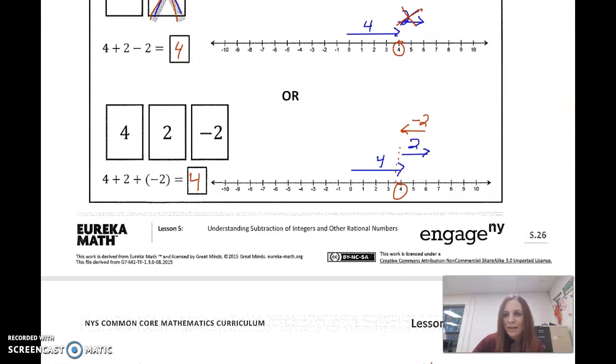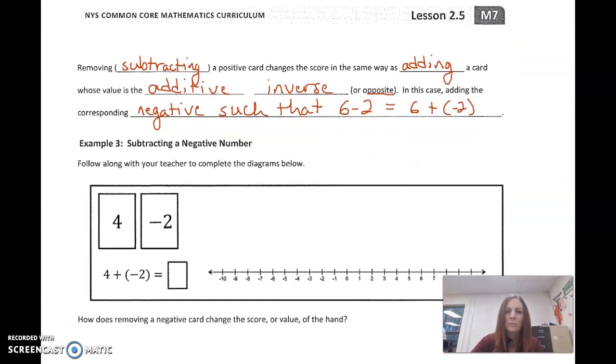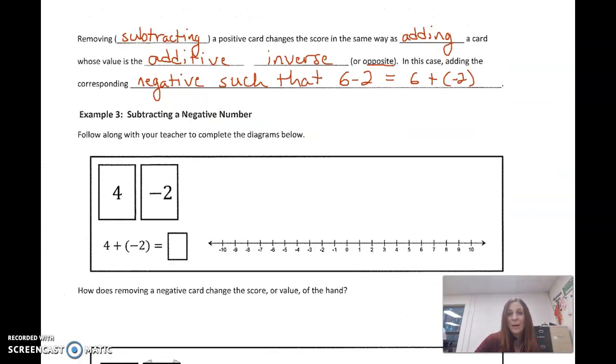Here we were at 6, okay? And when we discarded the 2, we went back to 4. Here we were at 6, and when we added a negative 2, we went back to 4. That's where the 6 came from. So subtracting a positive card changes the score as a way of adding the opposite. Okay? And that was when we were talking about subtracting a positive number.